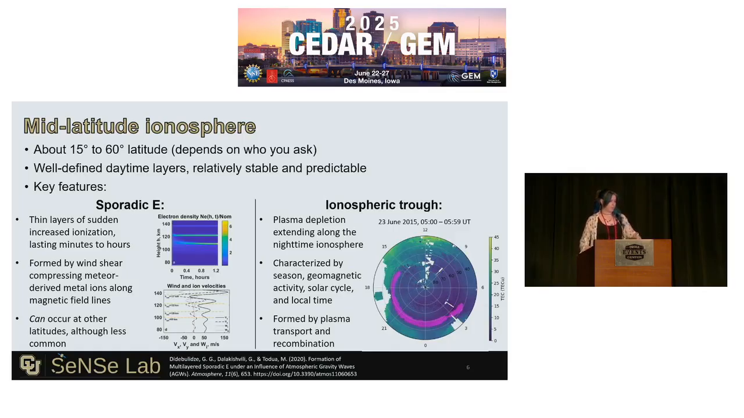Those being particularly sporadic E. As I mentioned on the neutral atmosphere slide, these are increased ionization layers that are compressed and formed by the wind shear of metallic ions. They can occur at other latitudes, but they are more common around the mid-latitude region. And a structure that I personally have studied a lot is the ionospheric trough. This is generally a nighttime feature that is a big depletion in the number of electrons that stretches along the night side and is characterized by what season it is, how much geomagnetic activity you have, the local time, the solar cycle. It really depends on the auroral activity, honestly.